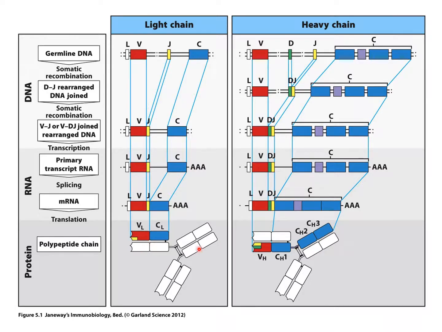The heavy chain, which has multiple constant regions, it's also going to have this D segment. So now it's VDJC. Again, V to D, D to J, or DJ to V, as you go through your levels of somatic recombination. The different C's are going to be joined together and then linked to DJ, LVDJ.